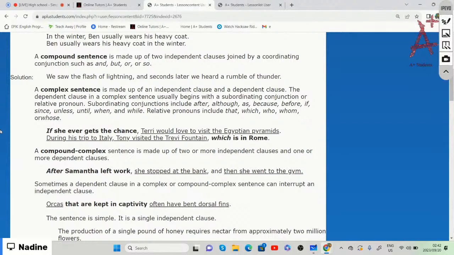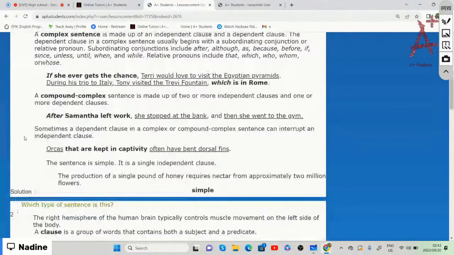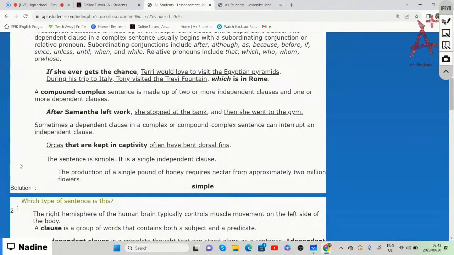And then we have a compound complex sentence, which is made up of two or more independent clauses and one or more dependent clauses. So, for example, after Samantha left work, she stopped at the bank and then she went to the gym.